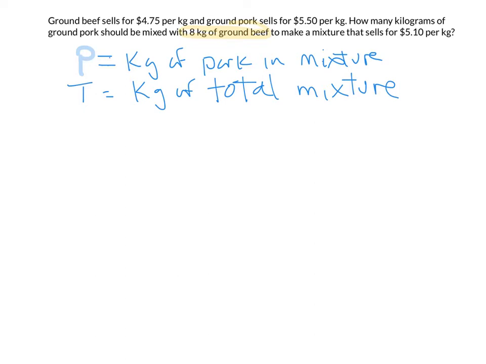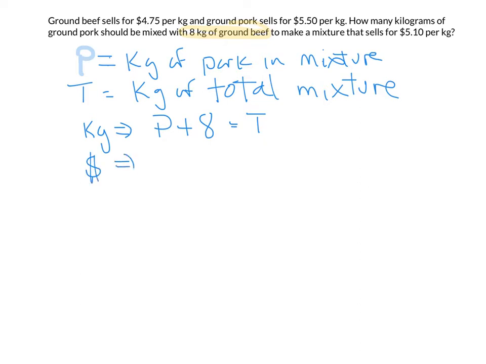Now we can write an equation that keeps track of the total kilograms. So here's one for kilograms, and that's going to be the amount of ground pork plus the 8 kilograms of ground beef is going to give us T kilograms of total mixture. In other words, the total mixture, of course, is going to be 8 kilograms more than however much pork we put in.